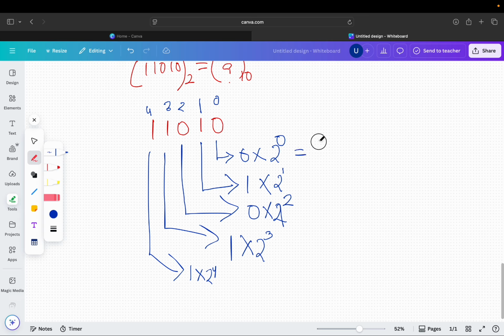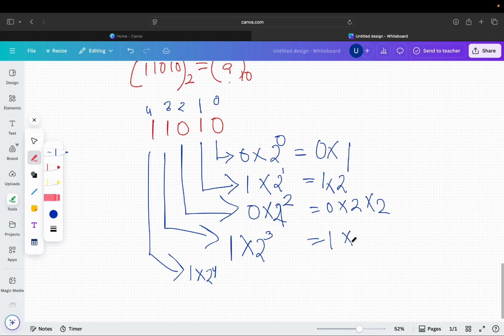It can be represented as 0 into 2 to the power 0. What is the value of 2 to the power 0? The value of 2 to the power 0 is always 1. Anything to the power 0 means 1. Then 1 into 2 to the power 1. 2 to the power 1 means 2 only. Then 0 into 2 to the power 2. That means I have to multiply 2 two times, 2 into 2.